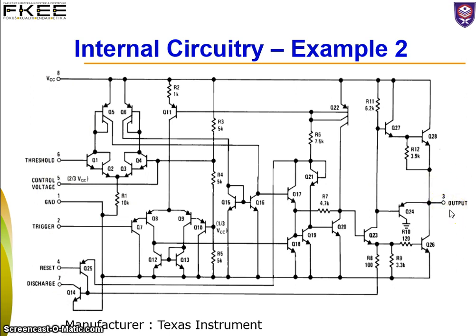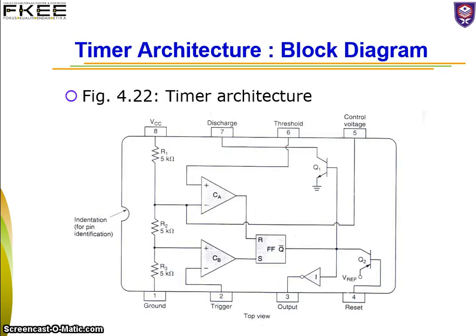All in all this internal circuitry can be combined into several blocks, which is a comparator A, and then we have comparator B, followed by a flip-flop. The flip-flop RS over here will determine the output, because it is connected to the output and also to the reset pin. So this is the reset pin. Transistor will control the pin, and also we have another transistor over here to control the discharge path. If it is on, there will be a path to the ground.